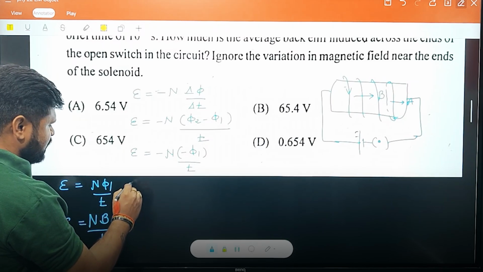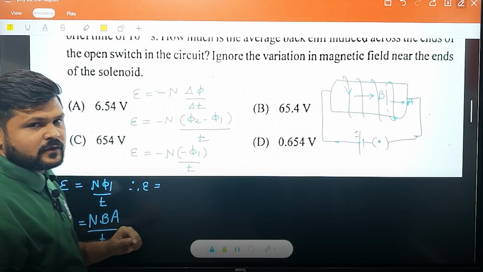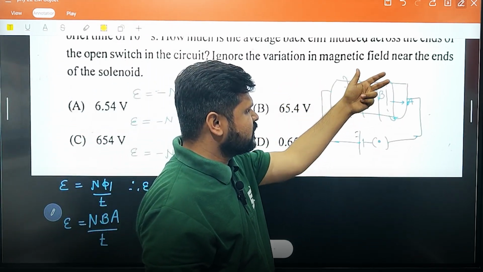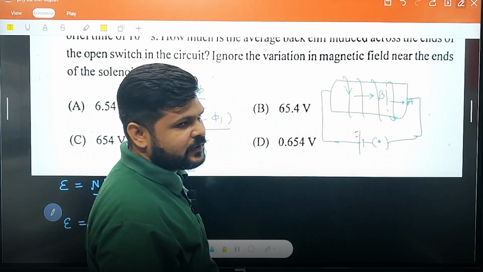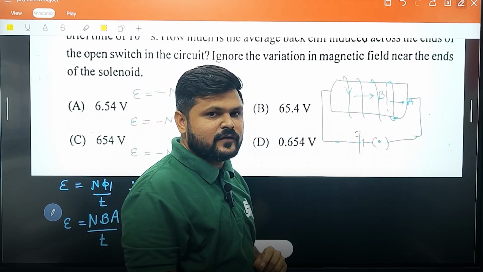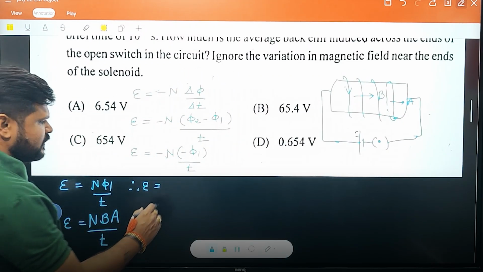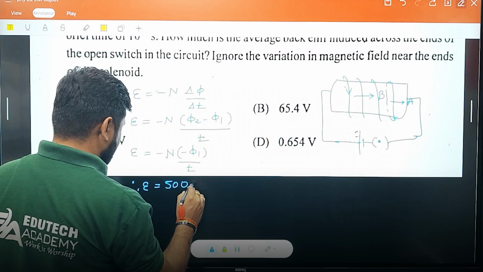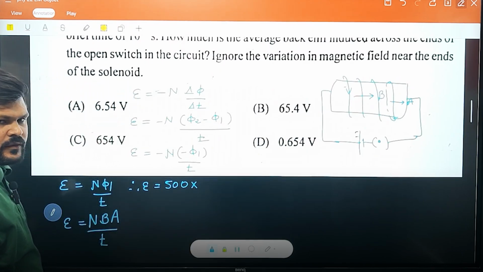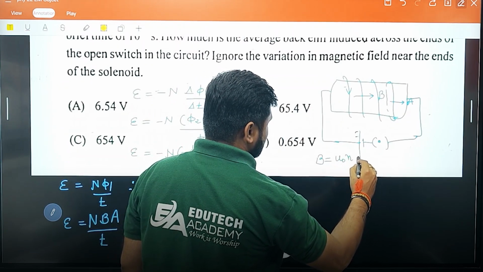Now just place all the values, starting with the number of turns. In how many turns is current flowing? Total 500 turns, so in all 500 turns there will be a change in current and there will be induced EMF. So we have to consider that number of turns, that is 500. Now the magnetic field inside the solenoid: the formula is B equals mu 0 n i.